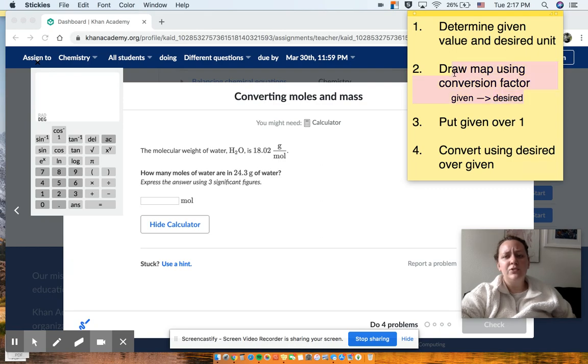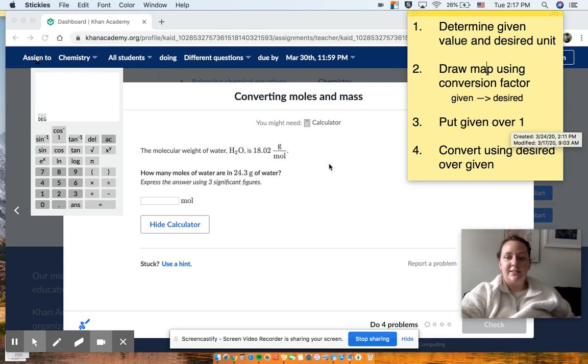A lot of students, once you feel more proficient in doing these conversion factors, like to skip this step. If you are uncomfortable at all with doing conversion factor problems, do not skip this step. It's really helpful in figuring out what exactly you're doing in the problem.